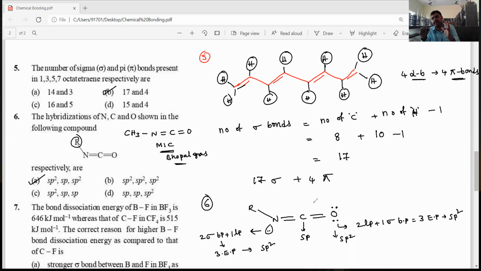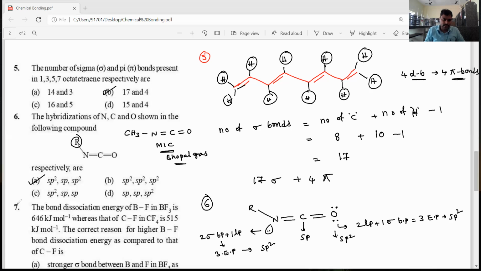How to identify the hybridization? The hybridization is nothing but the number of hybrid orbitals: 2 is sp, 3 is sp2, 4 is sp3, 5 is sp3d, 6 is sp3d2, and 7 is sp3d3. Okay, the number of electron pairs is nothing but the number of lone pairs plus sigma bond pairs only. You don't consider the pi bonds. Pi bonds we don't consider in hybrid orbitals. Okay, students, so the sixth question answer is A.